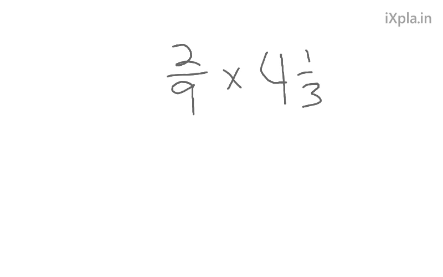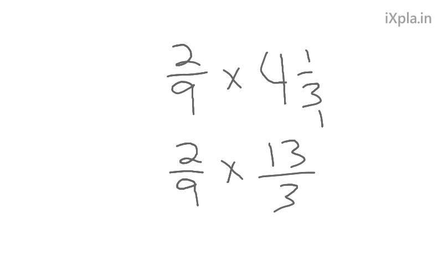C, we have 2/9 times 4 and 1/3. Okay, I'm just going to bring down the 2/9. I want you to do the same thing on your paper. And then the 4 and 1/3, let's change that into an improper fraction. 4 times 3 is 12, plus the 1 is 13. So we get 13 over, and we keep our 3.